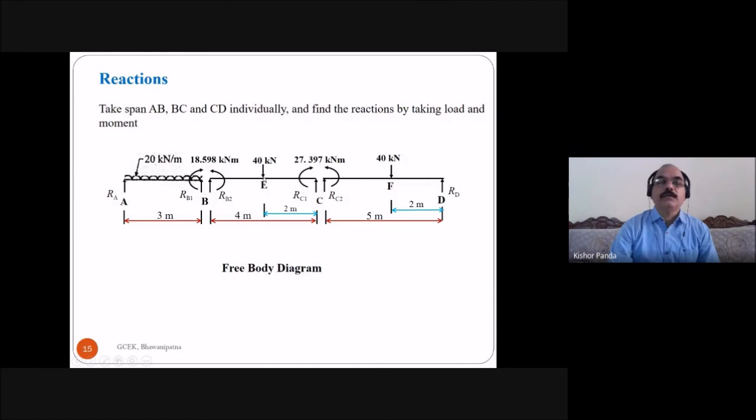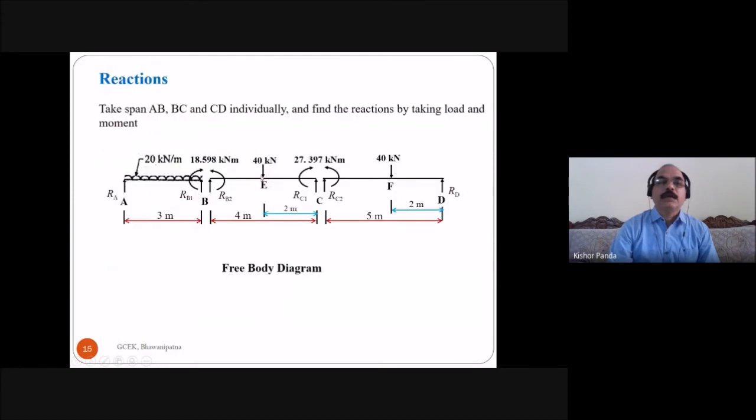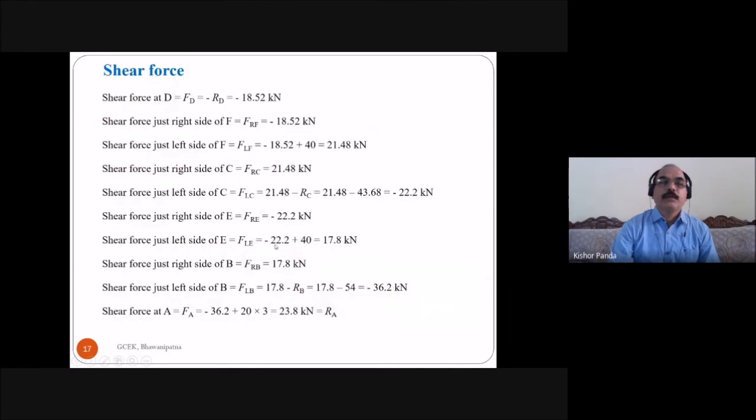Then you find out the shear force just right side of E. This remains constant. Left of C and right of E remains constant: right side of E is constant, minus 22.2 kilonewton. Then what is the shear force just left side of E? When you are taking left side of E, you have to include this load. This load is a downward force, so you have to take positive. Minus 22.2 plus 40 is equal to 17.8 kilonewton.